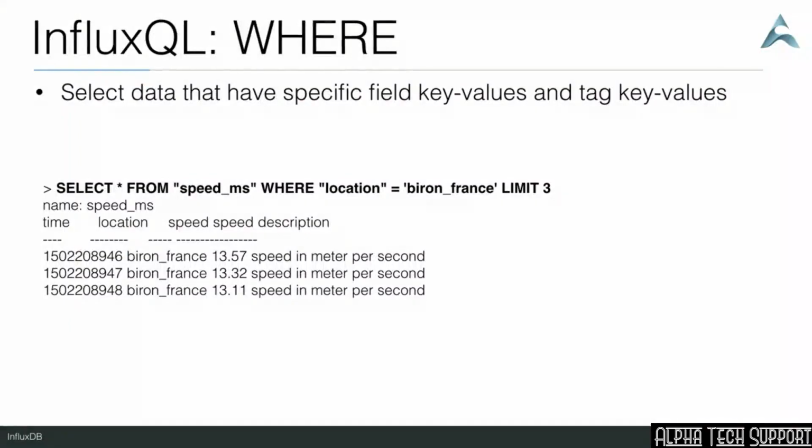Select data that have specific field key values and tag key values. Select star from speed_milliseconds where location equals Biron, France, limit 3. As you can see, you will get all the results back where the location equals Biron, France.